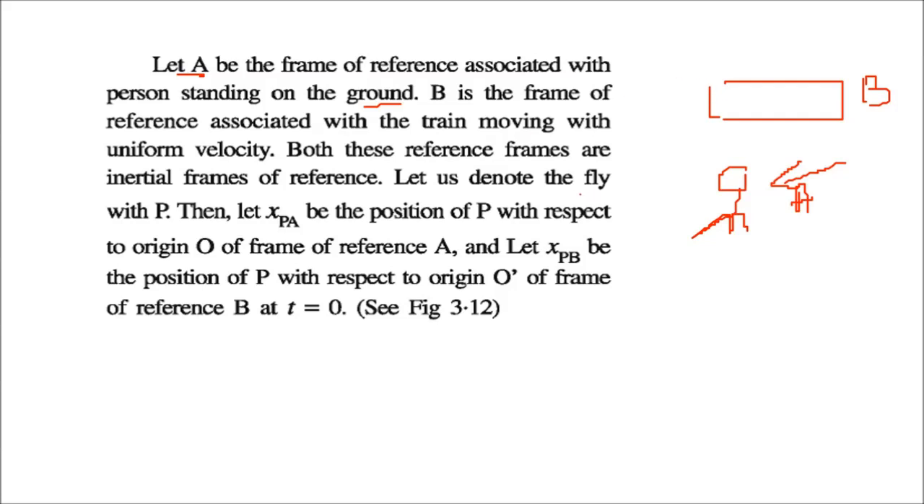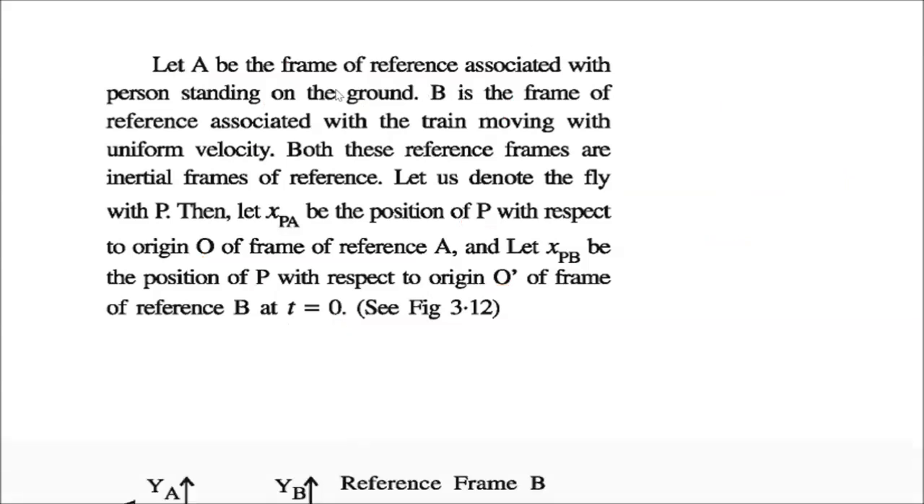We are talking about a fly. So let us denote the fly with some point P. Okay, so what will be XPA? XPA is the position of P with respect to origin A of frame A. Again, XPB is the position of P with respect to origin O dash of frame of reference B at time t equal to 0. Let us see this with a diagram.